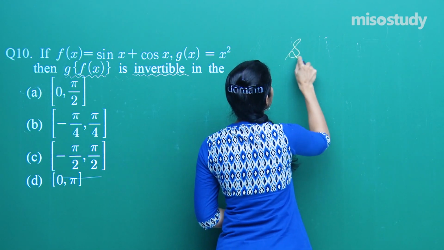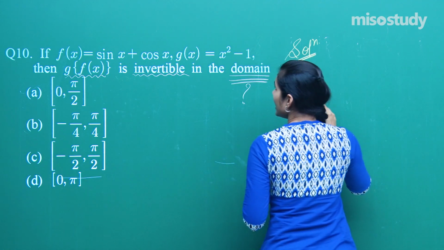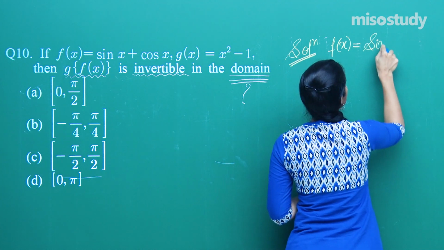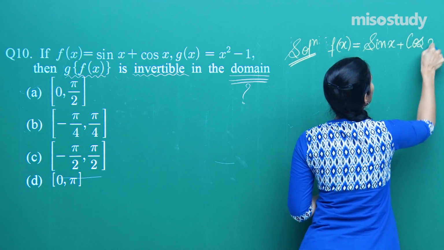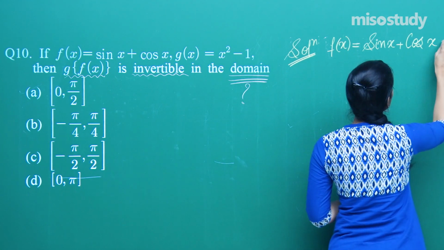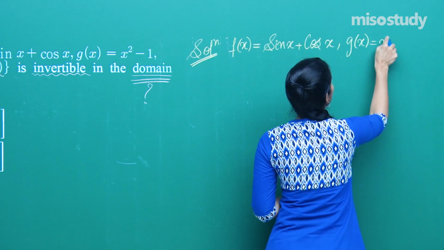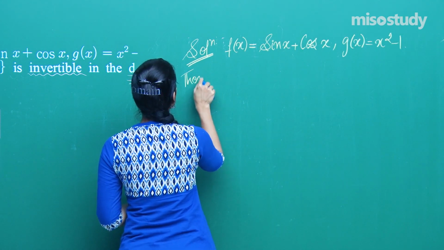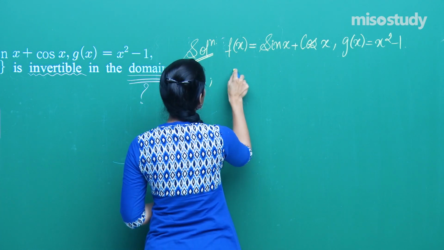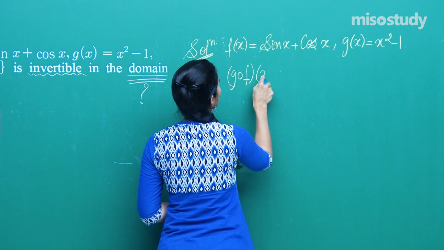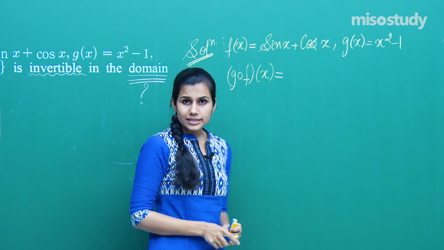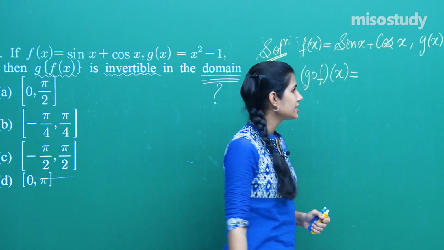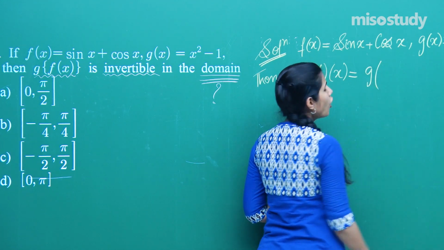You are given f(x) equals sin x plus cos x. And you are given g(x) to be x square minus 1. Then the question is talking about the composition gof(x). In order to answer the question about where is it invertible, first let's see what is gof(x), which is g of f(x).